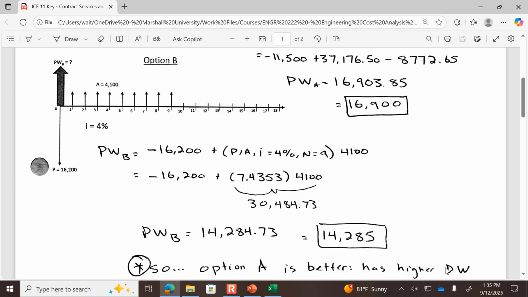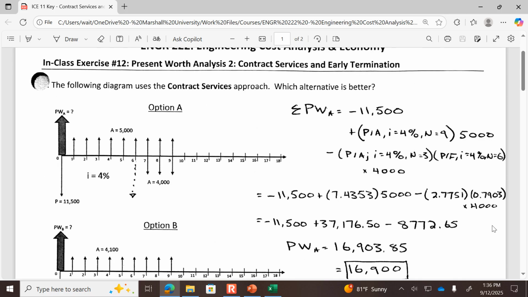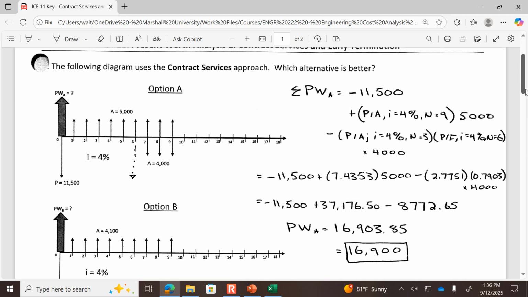Any questions about this first contract services example? So for option A, where you multiply the two factors together, would it also be acceptable to do P of A with N equals 9 minus P of A with N equals 6?